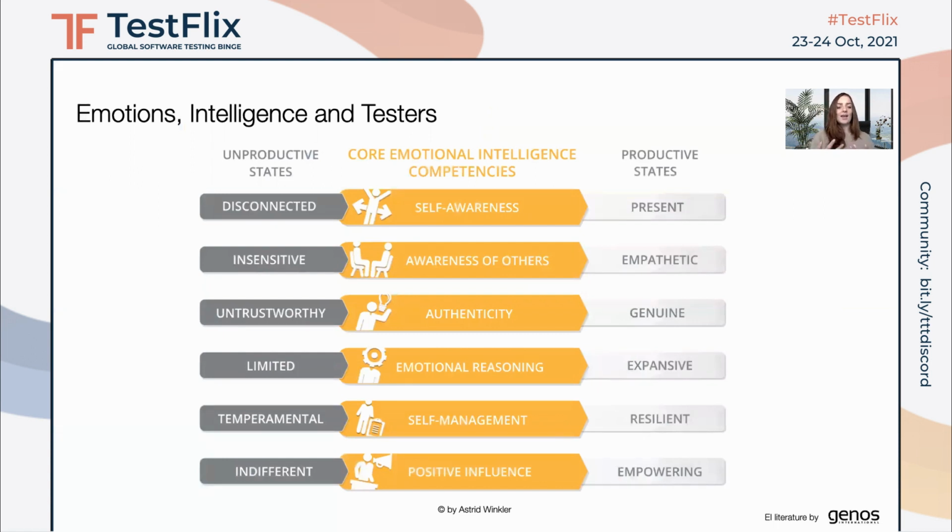Before we start, let me explain to you what emotional intelligence really is. Emotional intelligence can be explained with different models. I personally prefer the mixed model, which is here explained by the Janus model. Let's have a closer look now at the emotional intelligence competencies. Emotional intelligence at its core is about self-awareness.